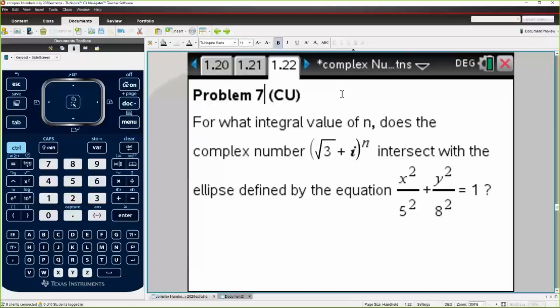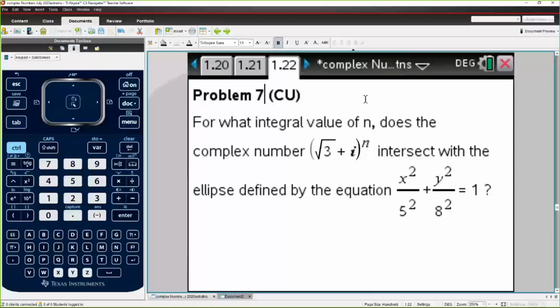When you get to these sort of problems, you need to realise that it's highly unlikely that any of these complex problems are going to be solved by just typing something into the calculator and pressing a button. You're going to have to do some work and then make the calculator useful for you at the appropriate point. So we've got this problem here. We're looking for an integral value of n such that the complex number √3 plus i to the power n intersects with an ellipse defined by that equation that's shown on screen.